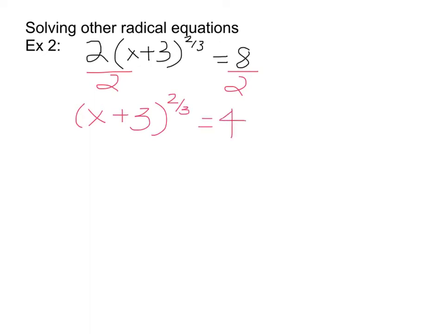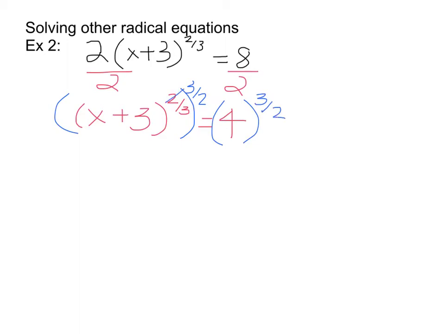Okay, now if you want to, you could change it to the cube root of x plus 3 quantity squared, but you don't have to do that. Let me show you an even easier way. So to get rid of the 2/3, you're just going to multiply by the reciprocal. So the reciprocal of 2/3 is 3/2. Okay, whatever you do to the left-hand side, you also have to do to the right-hand side.